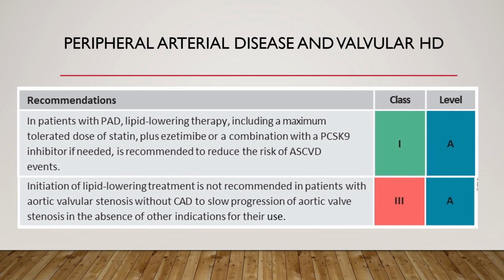Patient with peripheral arterial disease and patient with valvular heart disease. Only 2 recommendations, and these are the last recommendations. In patients with peripheral arterial disease, lipid-lowering therapy, including a maximum tolerated dose of statin plus ezetimibe or combination with a PCSK9 inhibitor, should be given, because these patients are considered at high risk for developing atherosclerotic cardiovascular disease.